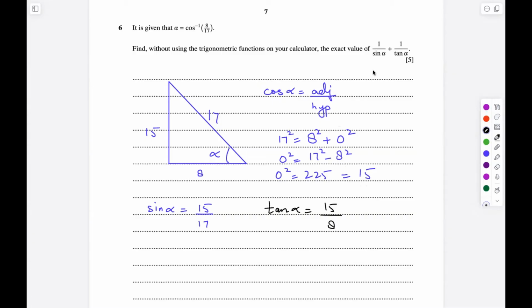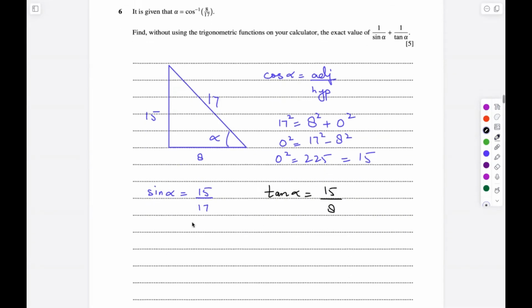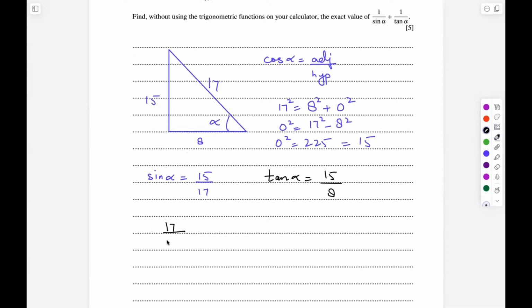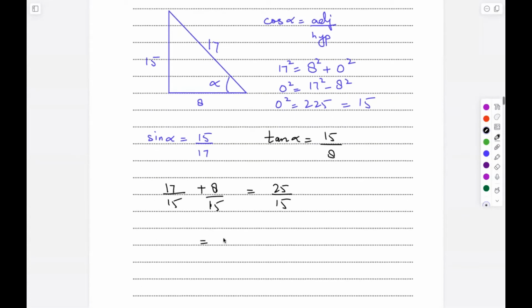Now, as it is 1 upon sine alpha plus 1 upon tan alpha, we can take the reciprocal of this function and write it as 17 upon 15 plus 8 upon 15. 17 plus 8 is 25, so 25 upon 15, and simplifying it, we can write the final answer will be equal to 5 upon 3.